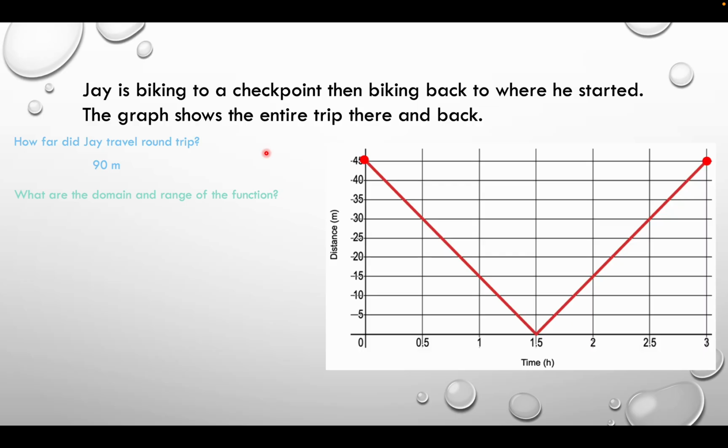What are the domain and range of this function? Remember, there are stopping points. There are no arrows on these, so this is not going to go off to infinity. So the domain, when you think of your x values, goes from over here at the left, where the x value is 0, to the x value on the right, which is 3. So it's between 0 and 3. It's included at 0, included at 3, so we have our brackets.